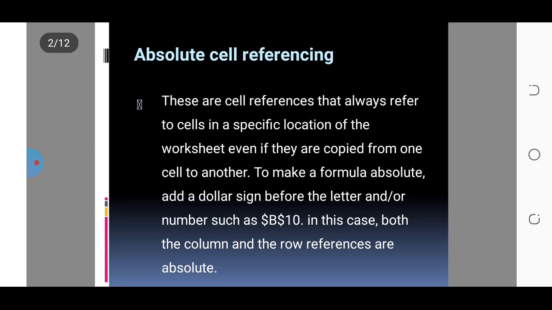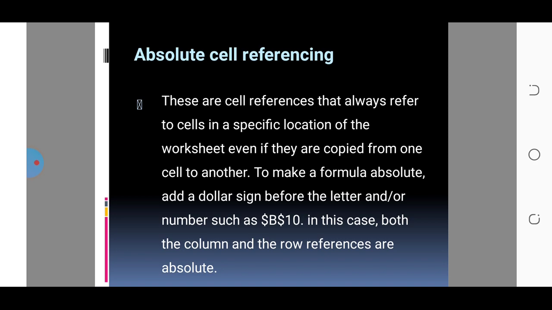Absolute cell references are cell references that always refer to cells in a specific location of the worksheet, even if they are copied from one cell to another. So you copy and then paste in a different cell, but you will still retain your cell reference. For example, to make this, you will need to add a dollar sign.